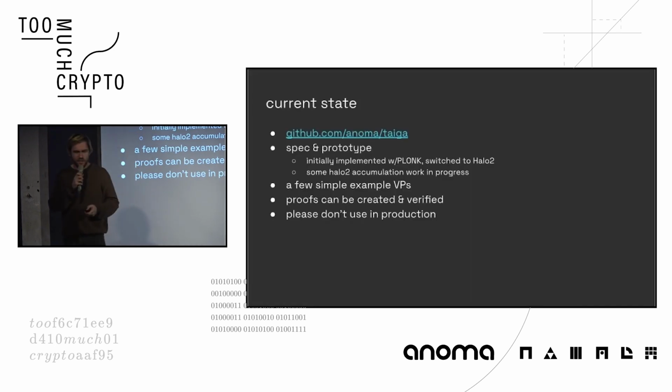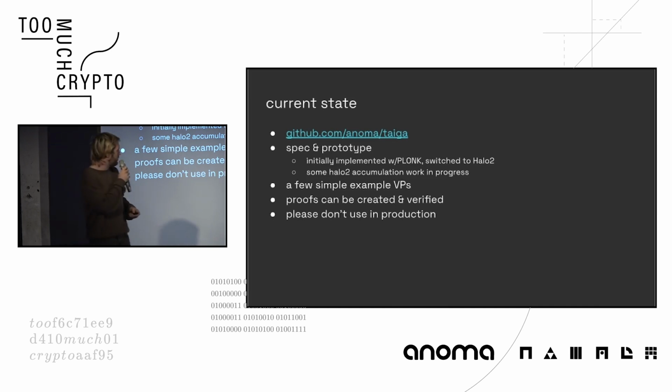Yes, the state of Taiga: if you would like to check whether what I showed you is meaningful or just some diagrams, you can go to this website, GitHub, Anoma Taiga. We have a prototype with Halo 2. It can actually make proofs that take about 2 seconds. We discovered that some of the Halo 2 accumulator stuff was just written in a paper but not actually implemented, so we've ended up needing to actually implement that, which is what we've been working on recently.